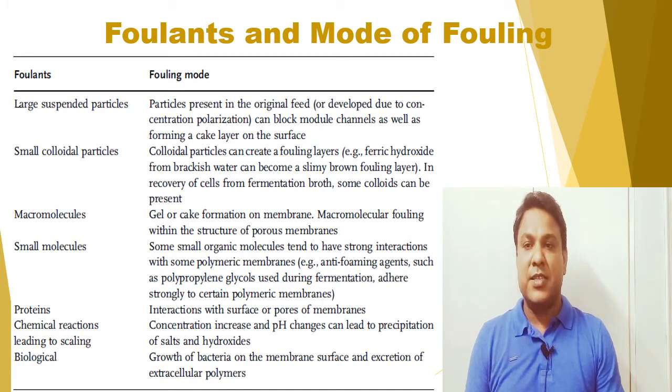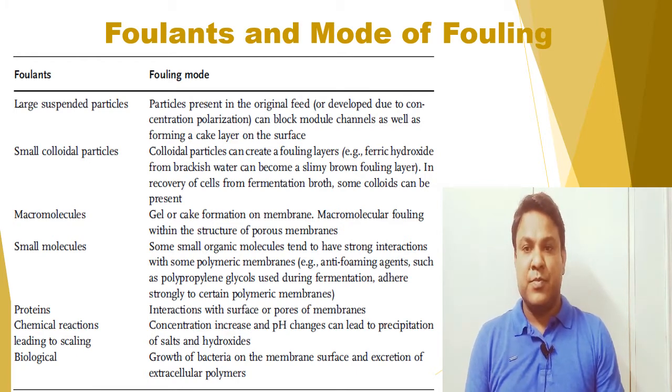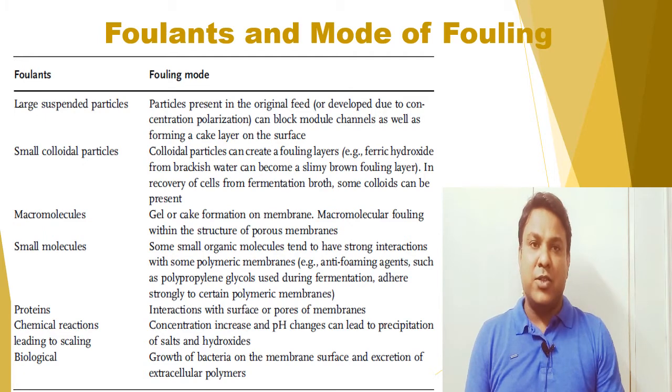and chemical reactions cause scaling, because concentration increase and change in the pH value can lead to precipitation and cause fouling. Similarly, under biological foulants, the fouling mode can be growth of bacteria on the membrane surface and excretion of extracellular polymers, as we may see in this table.